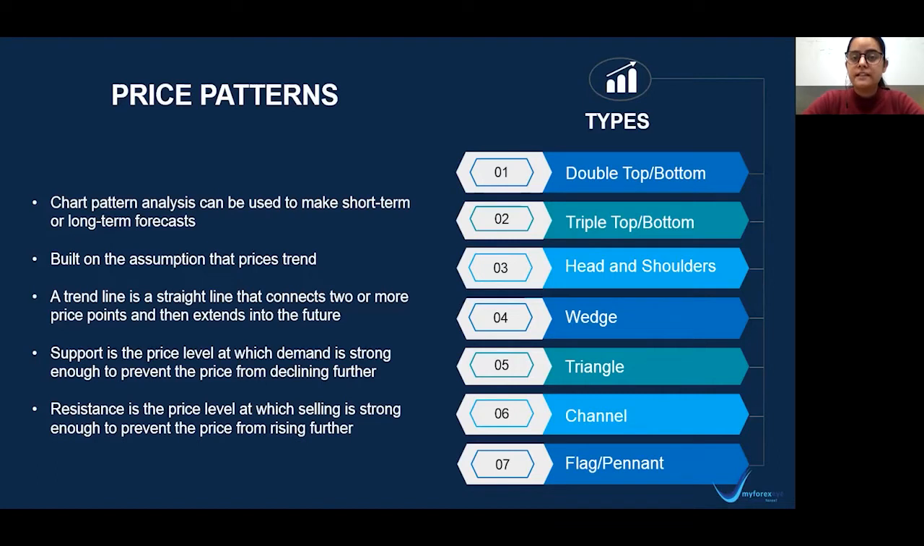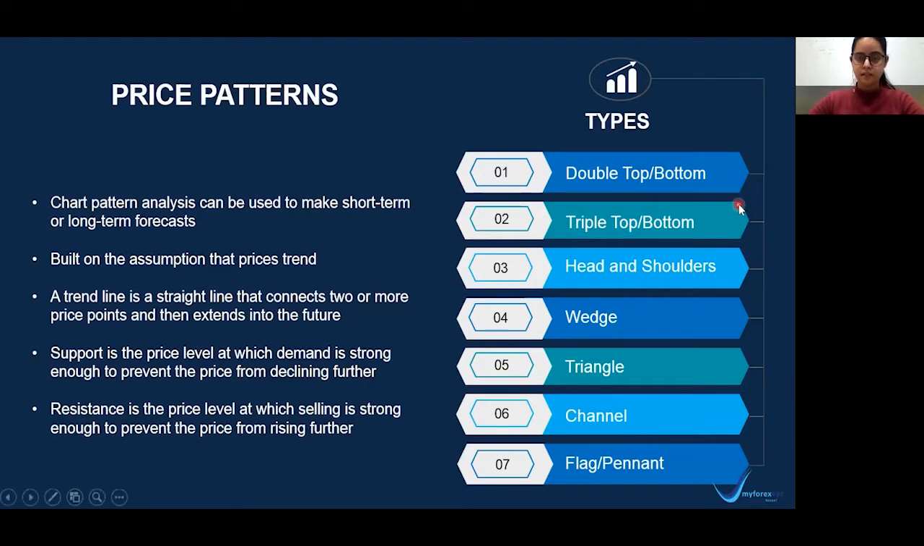A support line is the price level at which the demand is so strong that it prevents the price from falling further, while resistance is the trend line that tells the price level at which the selling is so strong that it prevents the price level from rising further.